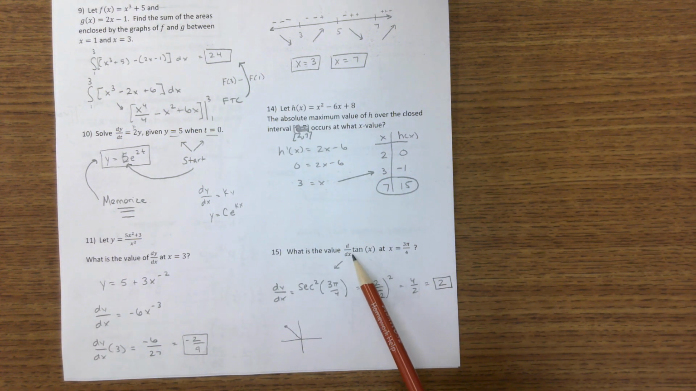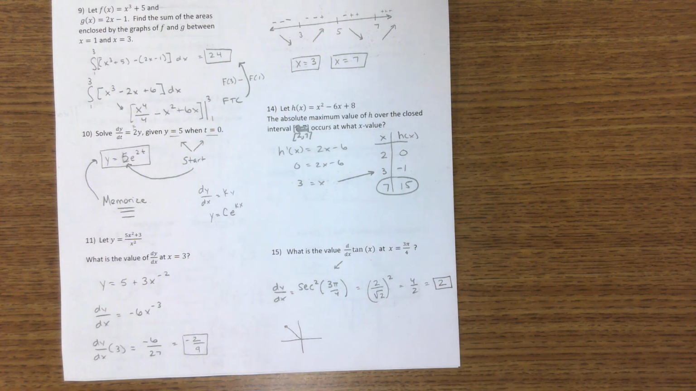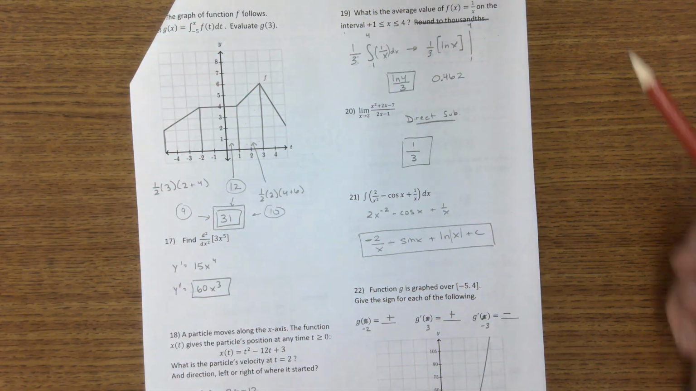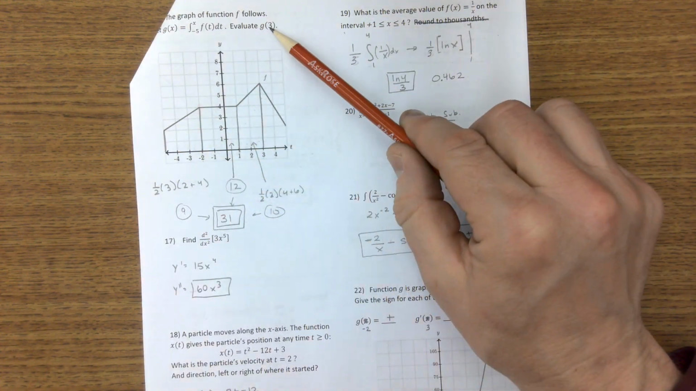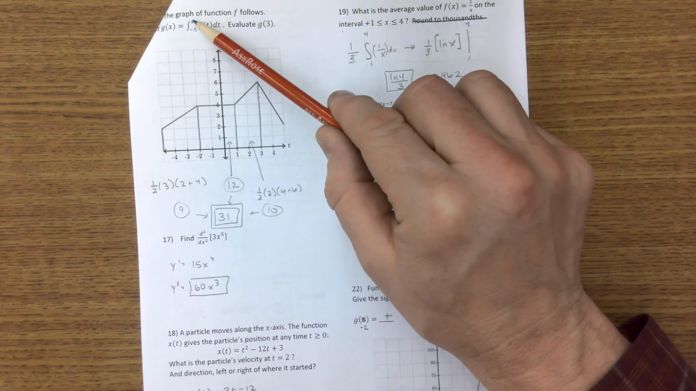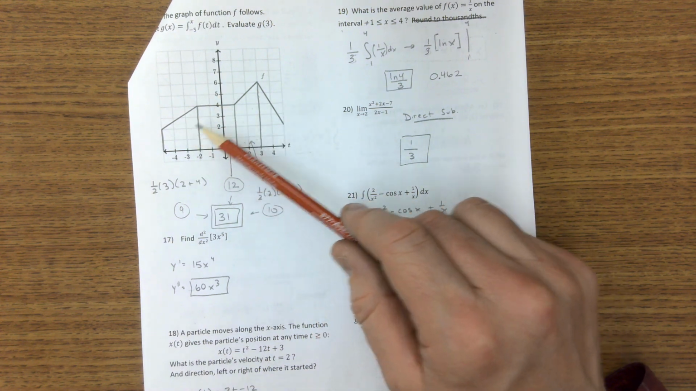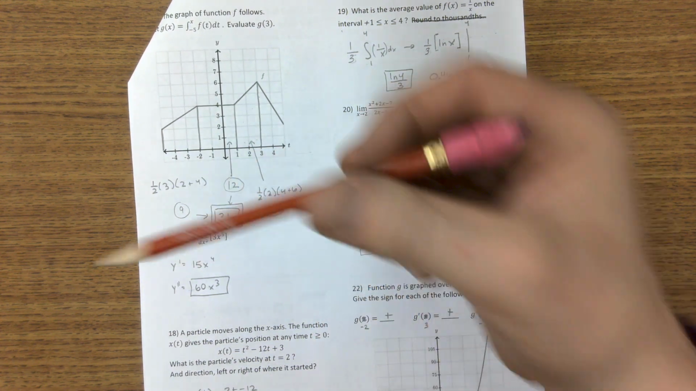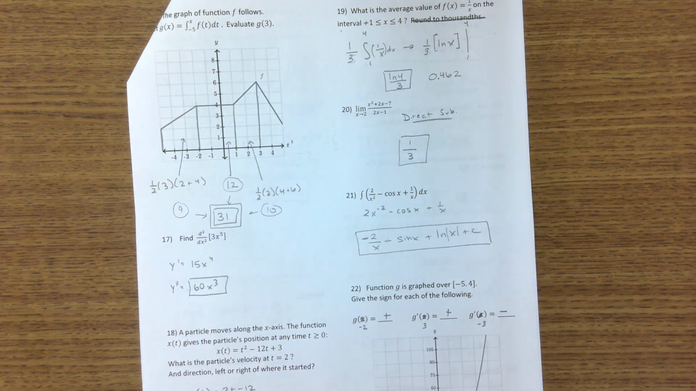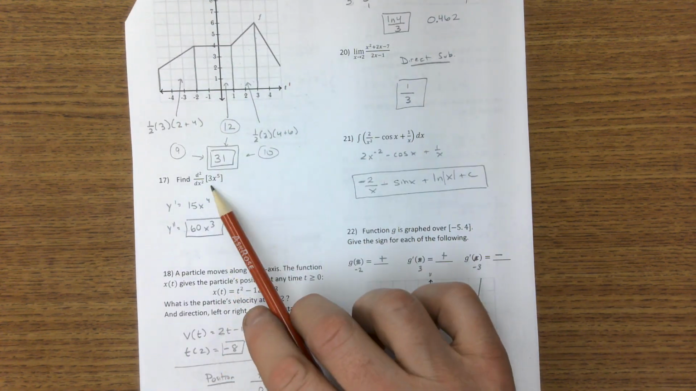What's the value of derivative of tangent? Secant squared. 3 pi over 4. Know your unit circle. Comes out to be 2. Number 6. Again, we're going from negative 5 to 3 because the 3 goes there. Negative 5 to 3. Geometric shapes. 1, 2, 3. I piece them together. And area of 31.